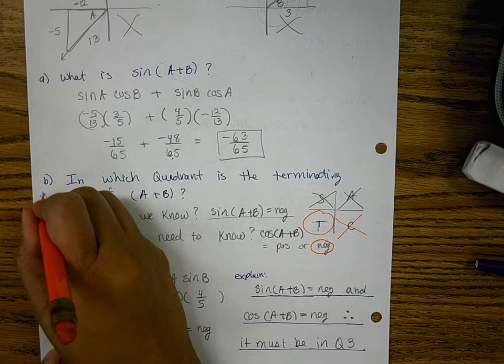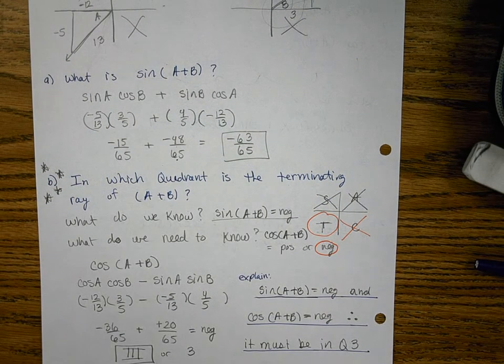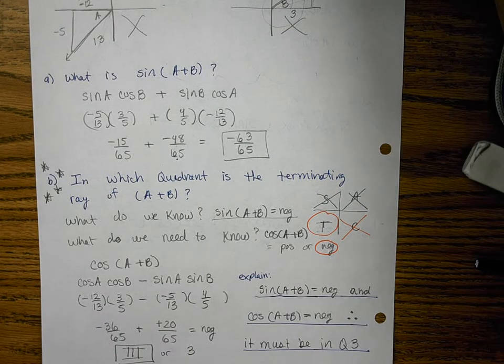Because sine of a plus b is negative and cosine of a plus b is negative, therefore it must be in quadrant 3. This again is the hardest part that kids struggle with. We will do another one together in class, remembering this is on the test.